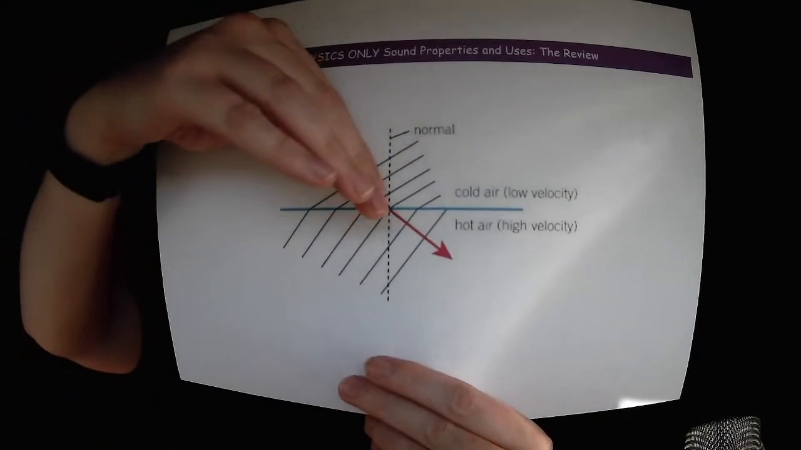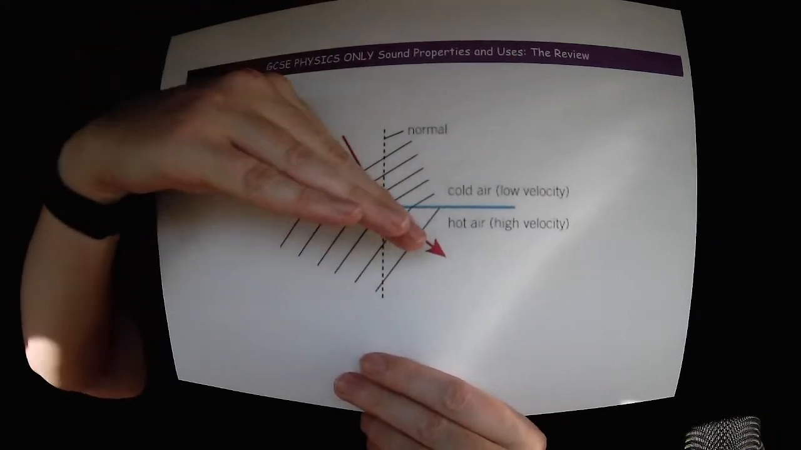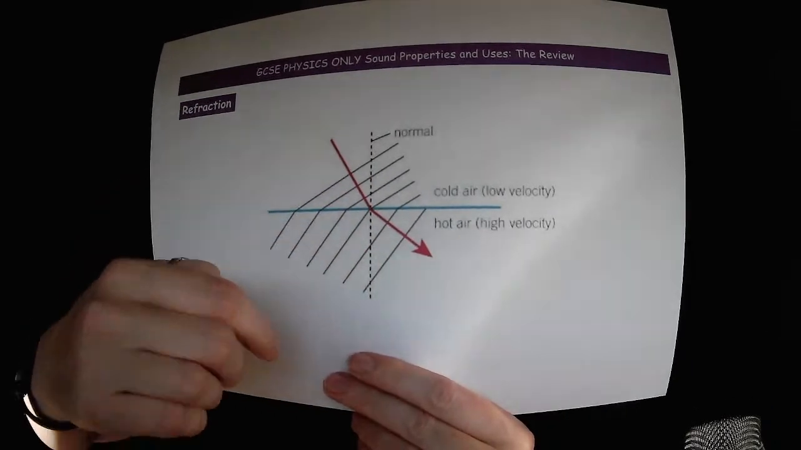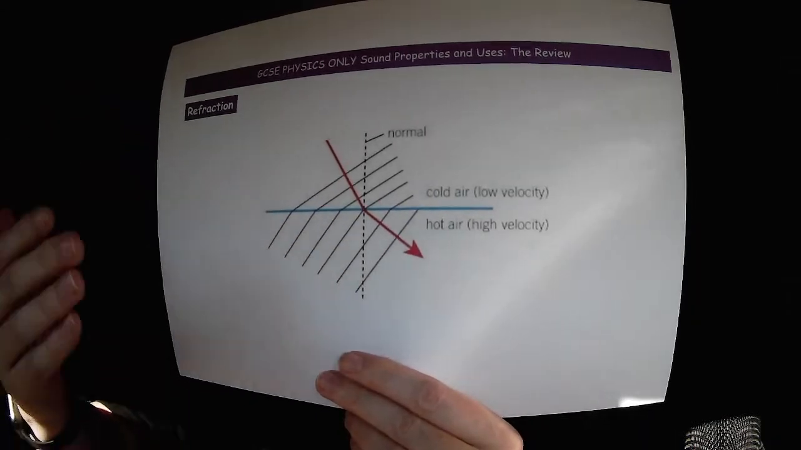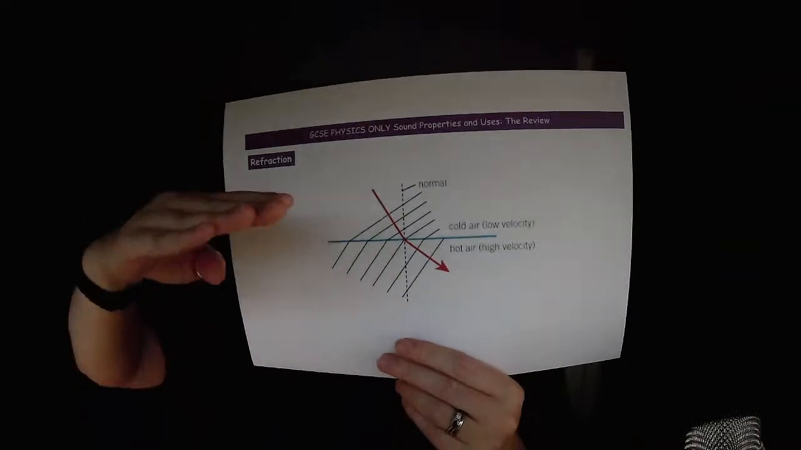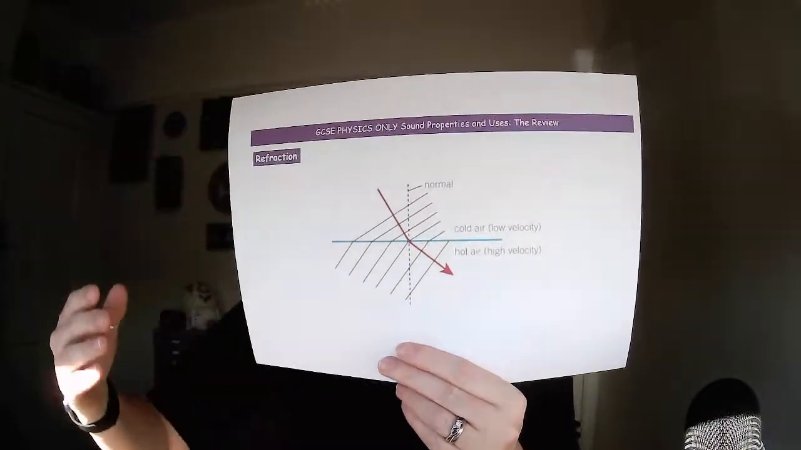Now, because we're going from something that's actually cold to hot air in this case, it bends away from the normal. So your normal line just at 90 degrees to the boundary, it bends away from the normal. If it was going the other way, then it would bend towards the normal. So all we see is that this actual ray is going to bend one direction or the other based on whether it's going something more dense or less dense.